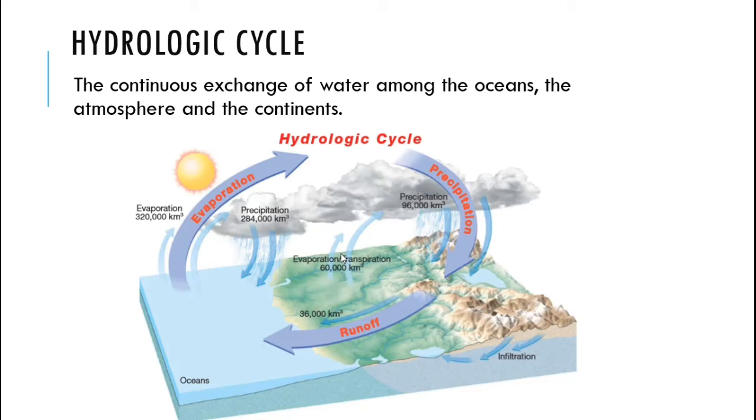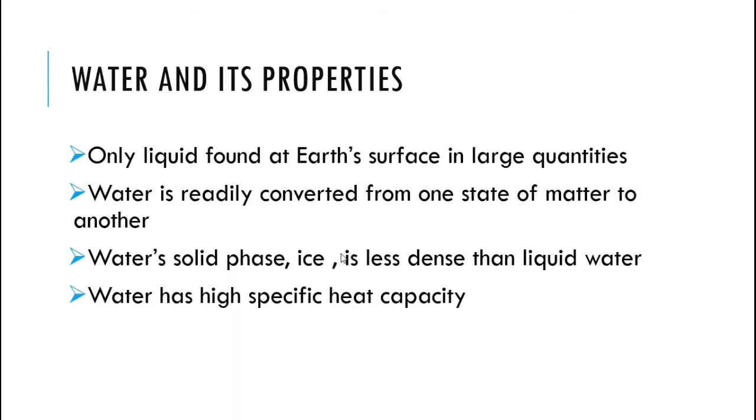This can have a great effect on our atmosphere or on our weather conditions. Now let's take a look at the different properties of water which can also affect atmospheric conditions. So water is the only liquid found at Earth's surface in large quantities. Water is also readily converted from one state of matter to another. So we have different phases of water.